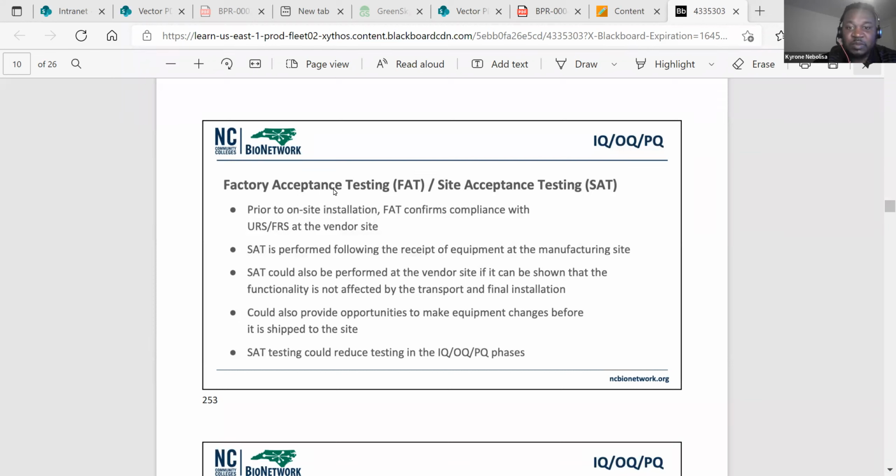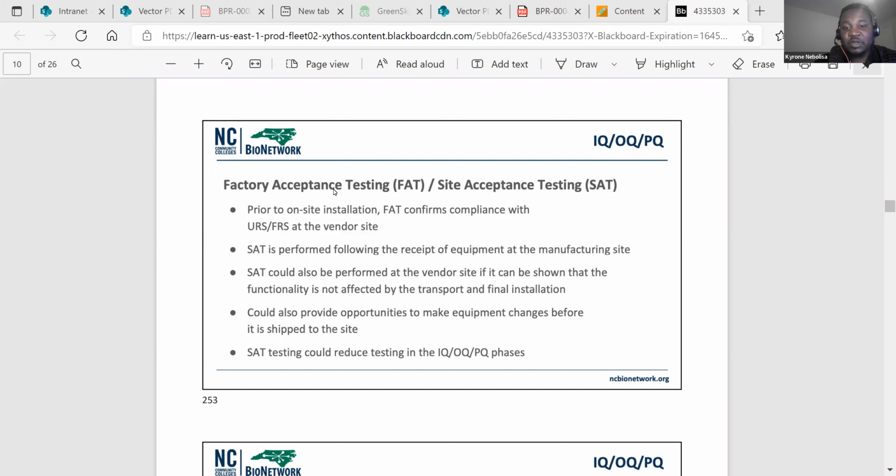You could also have the opportunity to make equipment changes before it's shipped to the site. And the SAT testing can reduce testing in the IQ, OQ, PQ phases. Essentially, this is saying that any testing that you do during SAT, as long as it is on a critical or quality attribute, you can leverage that testing and not repeat it during your IQ, OQ, PQ.